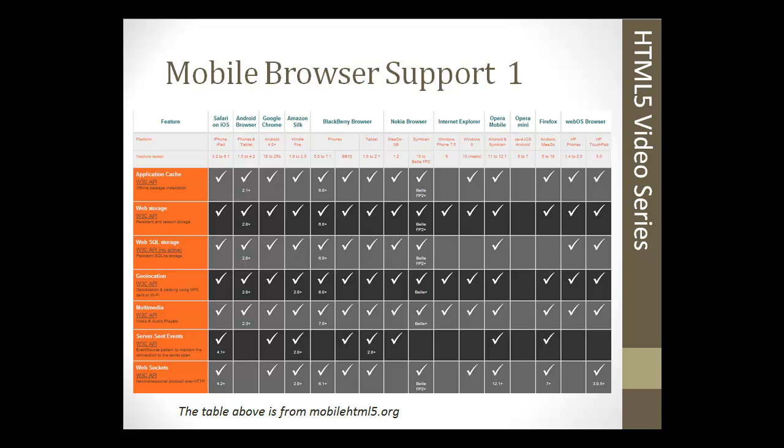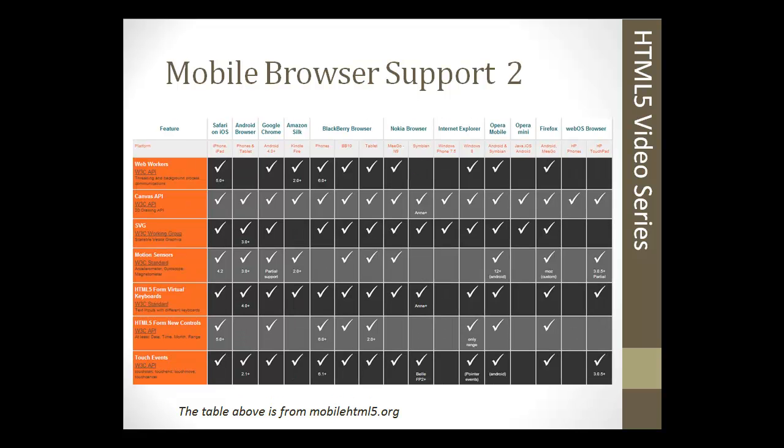If you look at this chart, it shows you the support for each version of each browser, and you'll see things that we've talked about in this series: application cache, web storage, geolocation, and you can see which versions of which browser support these APIs. Then we have another chart which is just added features. We have the Canvas API, SVG, all stuff that we've talked about during this series, and it shows which browser on which phone supports what.